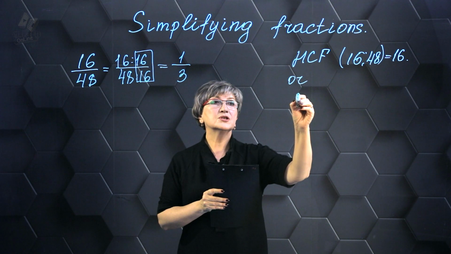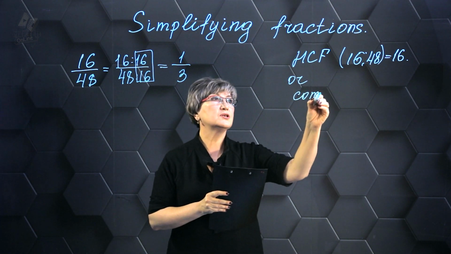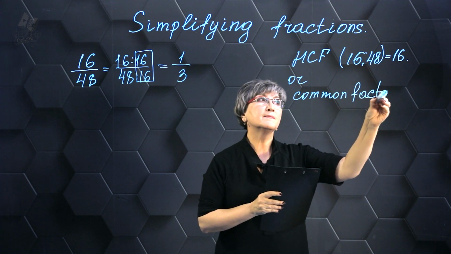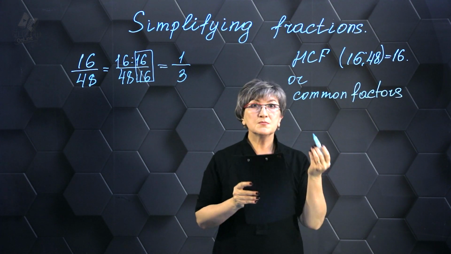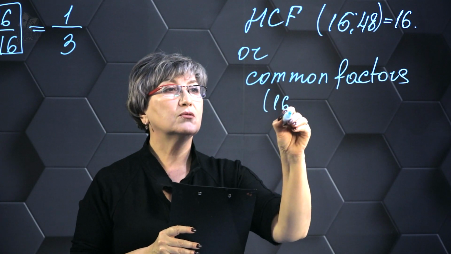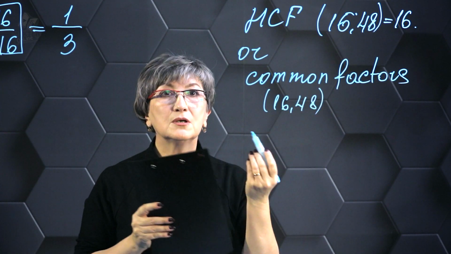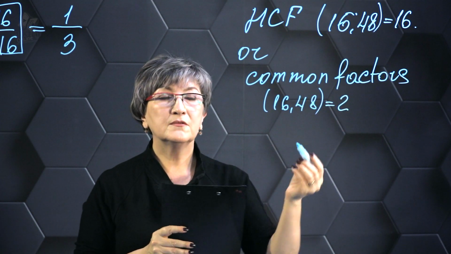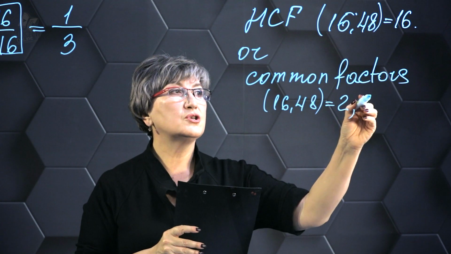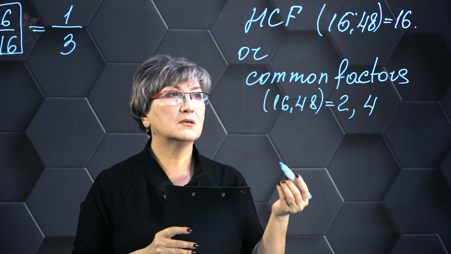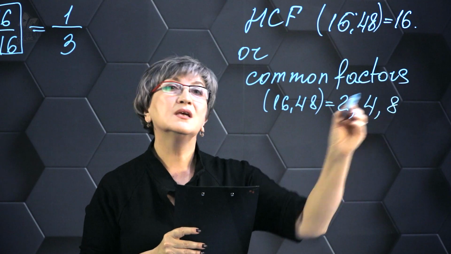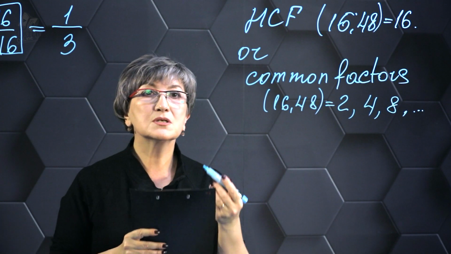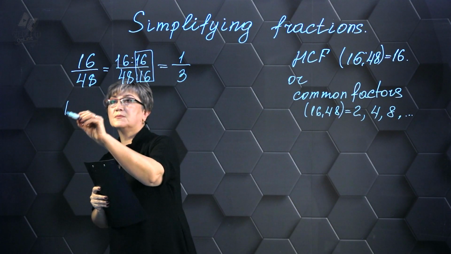Alternatively, you can find the common divisors. There are many common divisors of 16 and 48. You can divide by 2, you can divide by 4, you can also divide by 8, and so forth. And you will still obtain an irreducible fraction. Well, let's try.